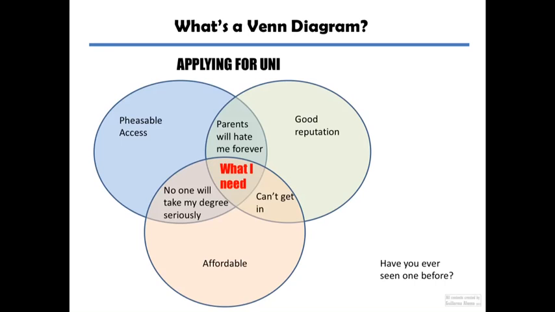For example, if you fall in these ones here, they have a good reputation and a feasible access, which is very good, but they're not affordable. You're not going to be able to pay them. These ones here, they can have a good reputation and they're going to be affordable, but you're not going to be able to get in. And these ones here, you're going to be able to get in, you're going to be able to pay it, but no one will take your degree seriously. So what you're looking for is stuff here that has a good reputation, has feasible access, and is affordable.